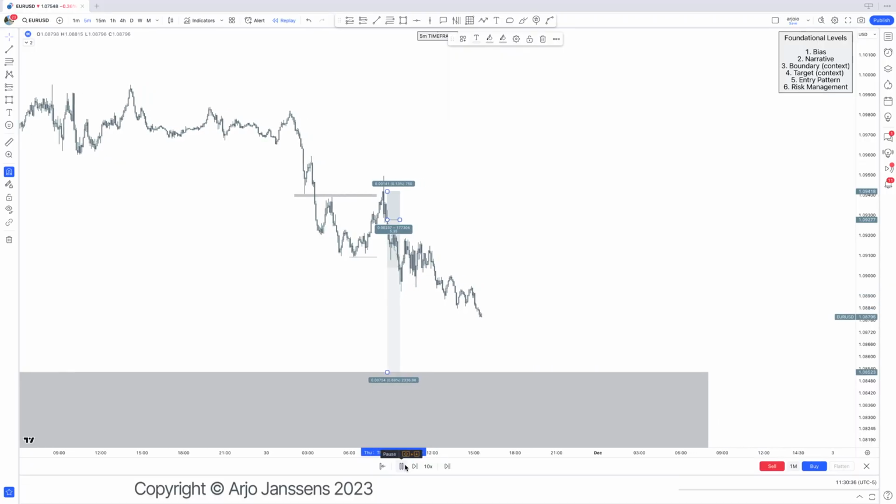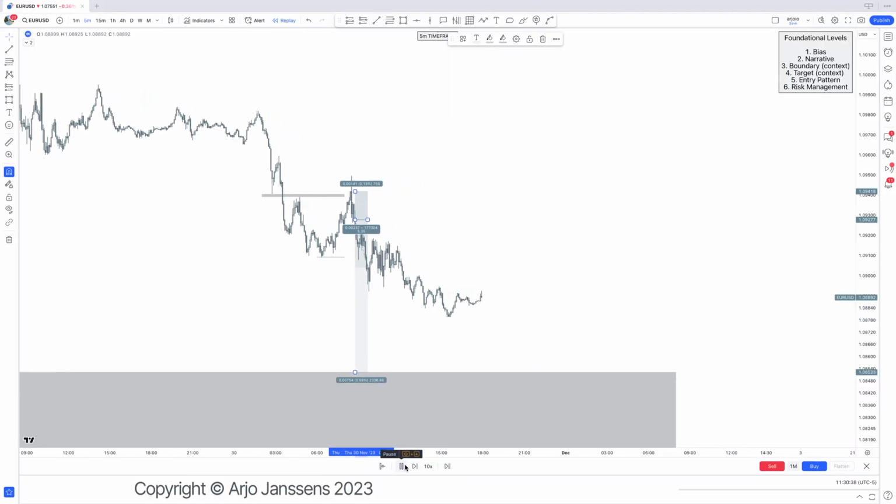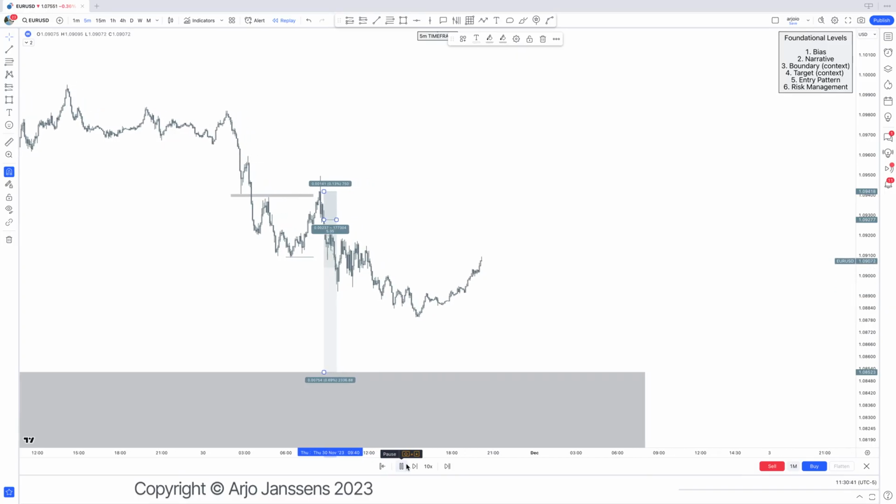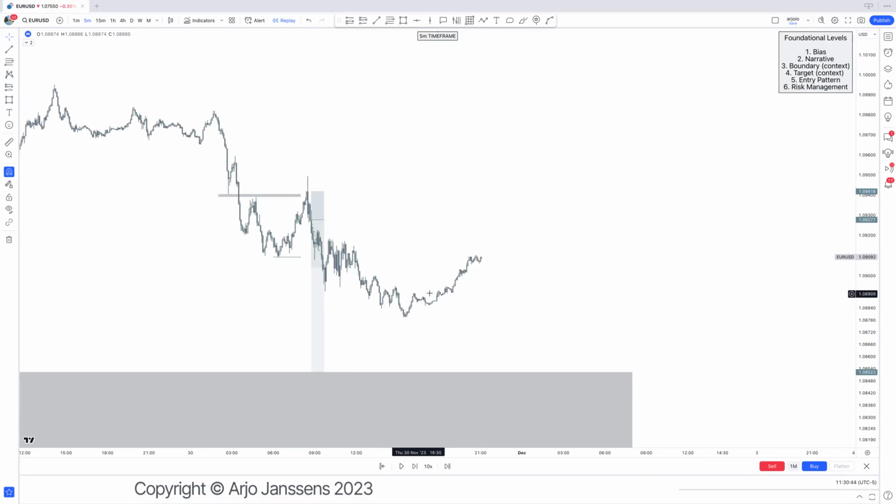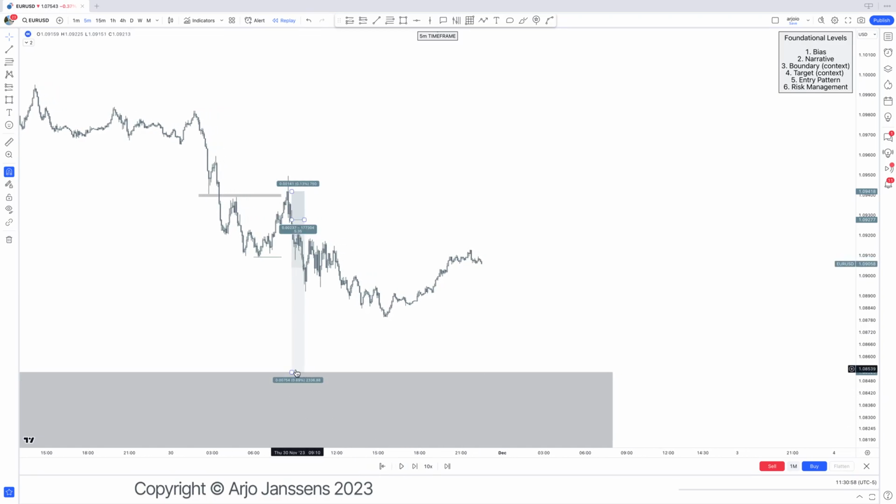Now, you can work with partials. I personally do not like working with partials because I do not think it's worth it. The swap you pay to hold overnight, for example, if there's a news event or even the market closes and we have to roll over, the spreads open up. Is that all worth it to keep on holding towards that draw on liquidity? Whilst if we were to close at a 1 to 3, we would have almost the same outcome as if we partial 80% at 1 to 2, and then hold 20% of the original position towards that 1 to 5 right there.